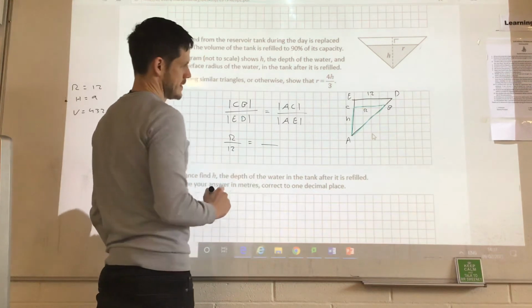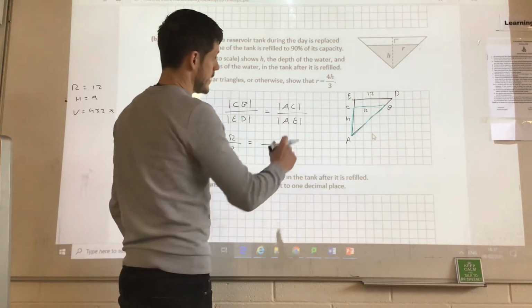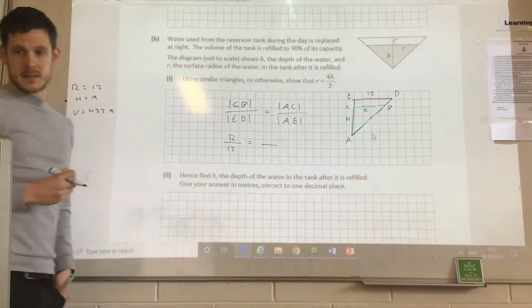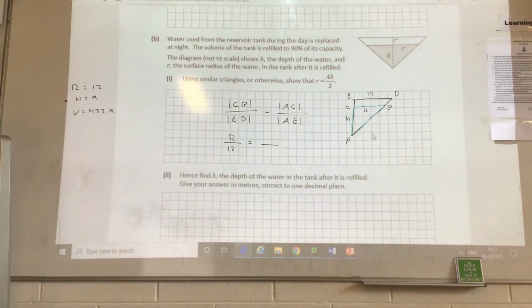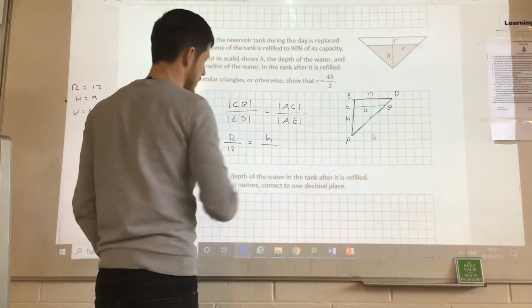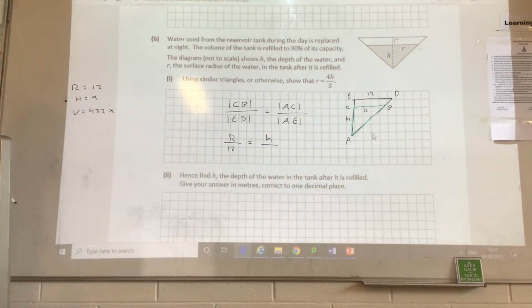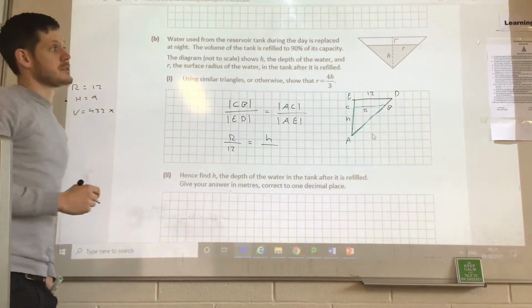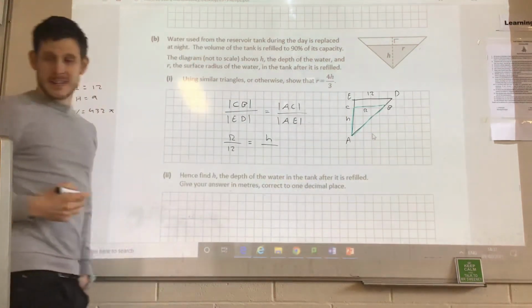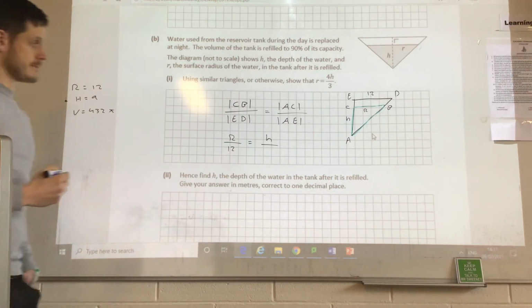Second side. Well, I have AC, which is here. So AC is my height of the water. So I'm going to call that h. Don't know what it is, but we call it h. But do we know what AE is? Well, AE was the original height. So from here to here, and the original height is 9.